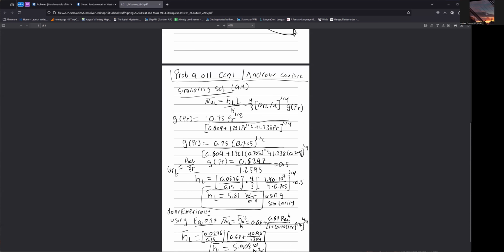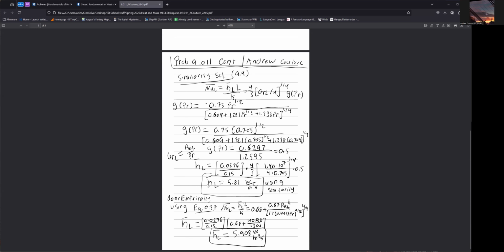In this case, the capital Gr_L is the Rayleigh number divided by the Prandtl number. So this gives us, for the similarity method, an average heat transfer coefficient of 5.81 watts per meter squared Kelvin, just plugging in the rest of the numbers: the Gr_L, the g(Pr), and then k and the length of the plate.